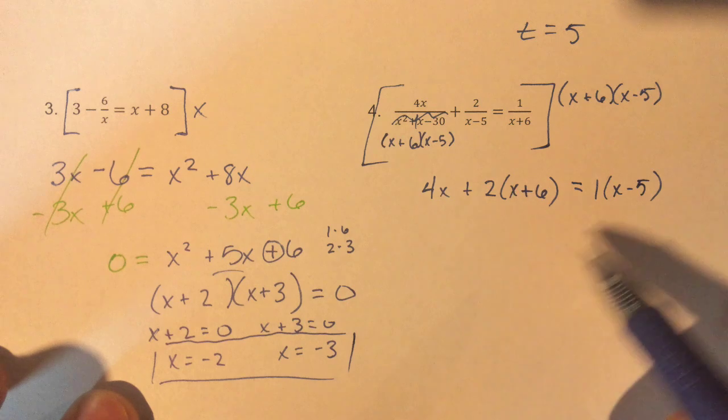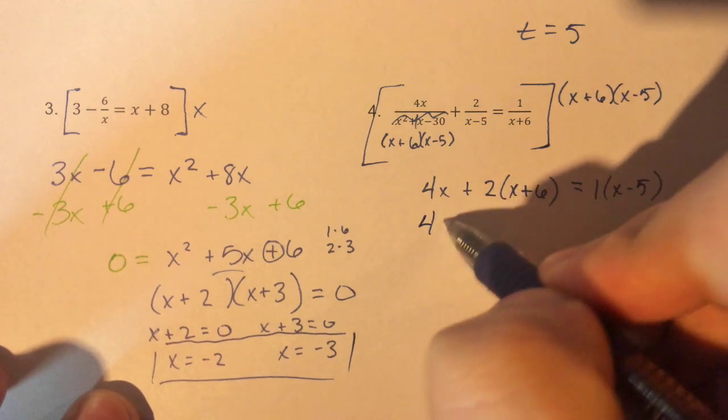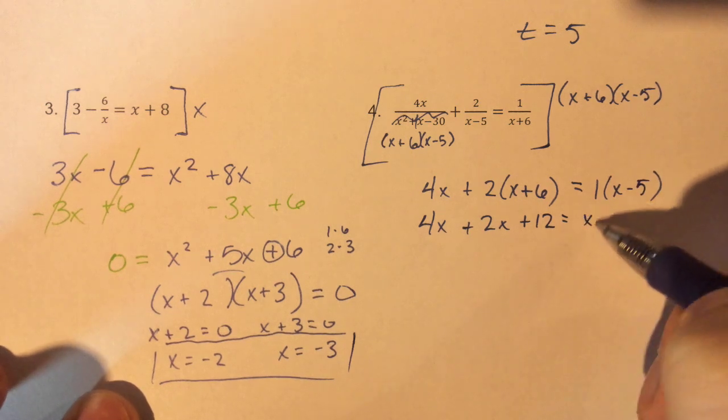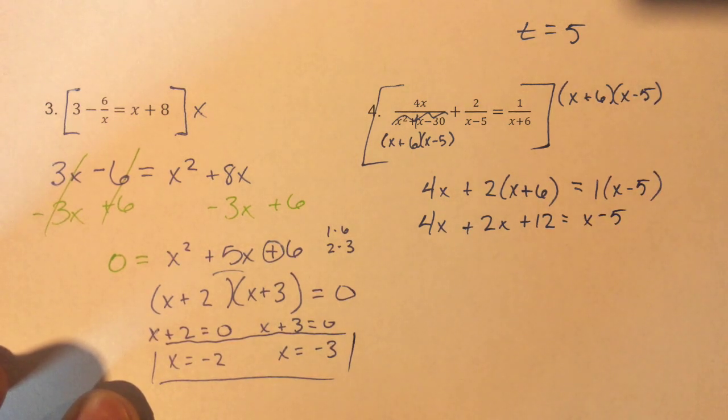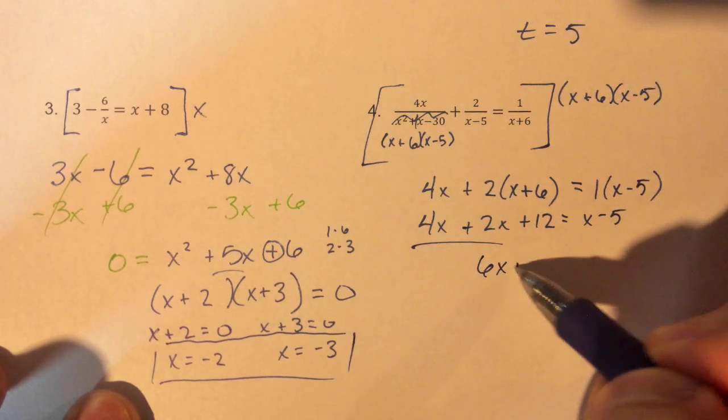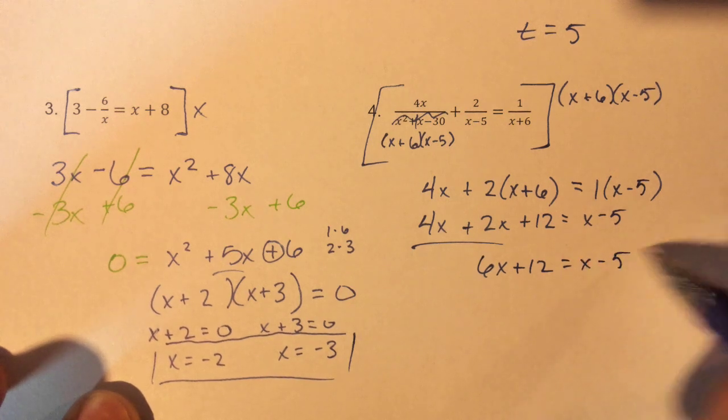All right, so from that, I'll go ahead and do my distributions. That would be 2x and 12. Over here, that's still going to be x minus 5. And this is a nice, easy equation to solve. I'll combine those like terms on the left side of the equation. So I've got 6x plus 12 equals x minus 5.